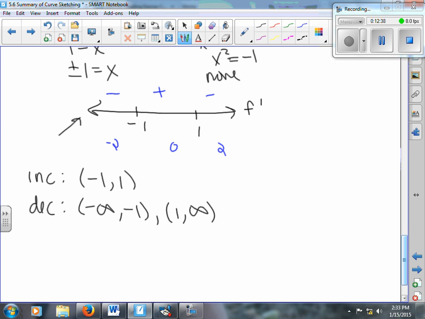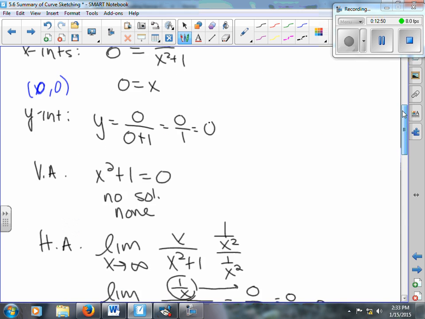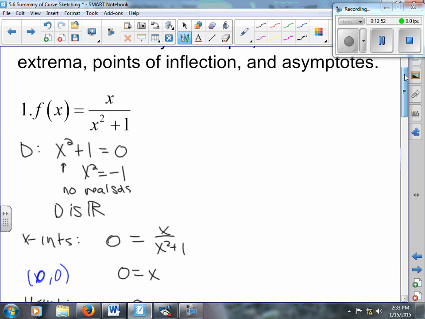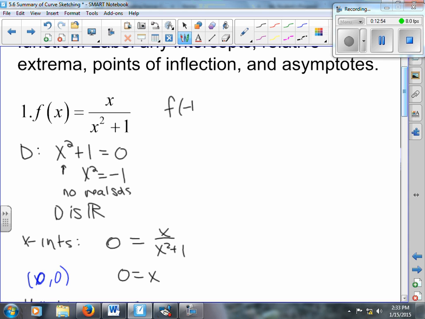Okay, now I have a minimum at where x equals negative 1. I want you to actually go back into your original function and plug in that x value. So we have a point. So I'm going to plug in negative 1. I get negative 1 over 2. So a negative 1/2.